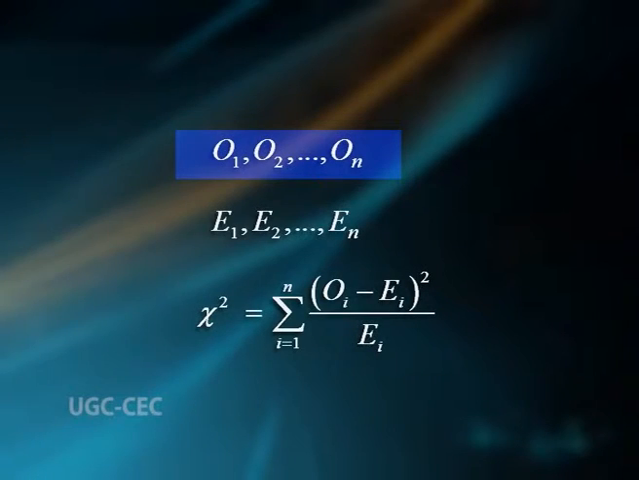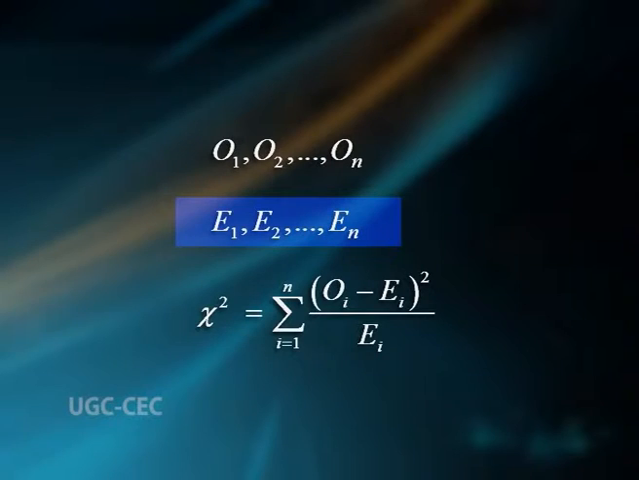Consider a set of n possible events arranged in classes or cells. Let these events occur with frequencies O1, O2, etc. On, called observed frequencies. Out of n observations, the expected or theoretical frequency of each possible event can be evaluated from the knowledge of the probability distribution suggested for the population. Let them be denoted by E1, E2, etc. En. Our problem is to verify whether the suggestion regarding the probability distribution of the population is acceptable.